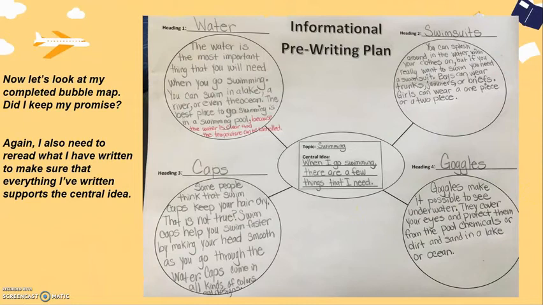Now, let's look at my completed bubble map. Did I keep my promise? So here's my promise. When you go swimming, there are a few things that I need. So I added a heading about caps, and I wrote about caps. And then I added a heading about goggles, and I wrote about goggles. Again, I also need to reread what I've written to make sure that everything I've written supports my central idea.